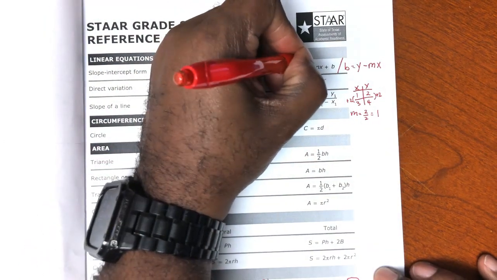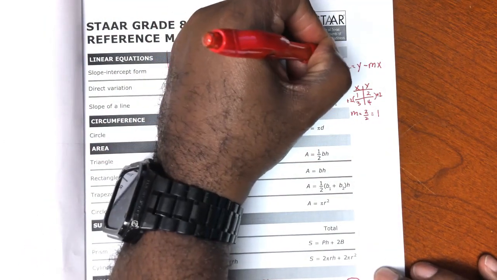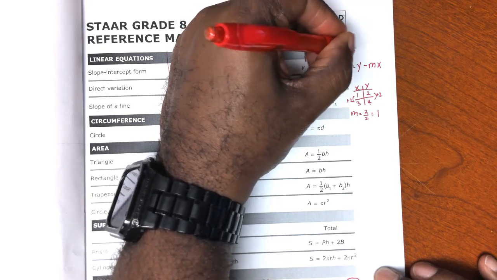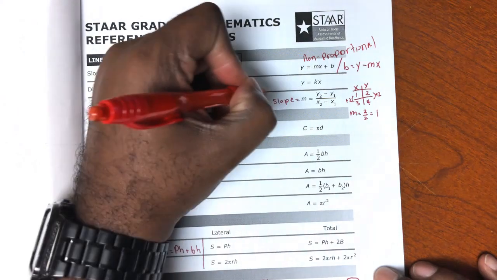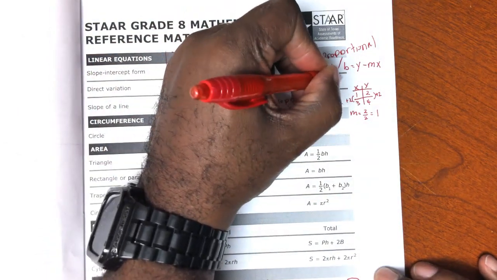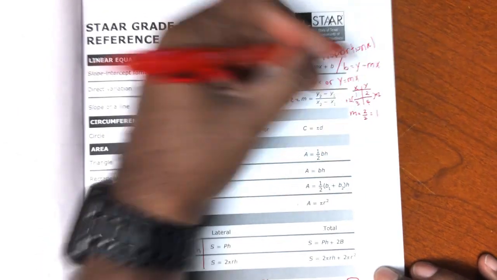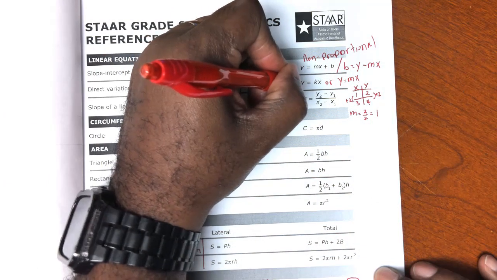This would be non-proportional. Y equals kx would be proportional. We could even write y equals mx right here. This one is proportional.